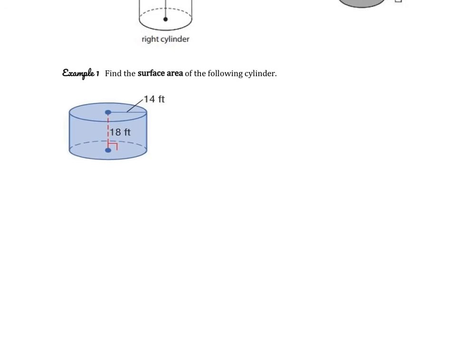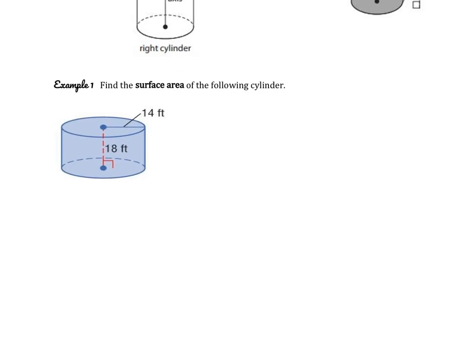Okay, let's move down to example 1, and let's see if we can find the surface area of this cylinder. Again, remember the way we find the surface area of a cylinder is we find the lateral area, which is 2 pi r, essentially the circumference or the perimeter of your base, times the height, plus 2 times pi r squared, twice the area of your base, because there are two bases.